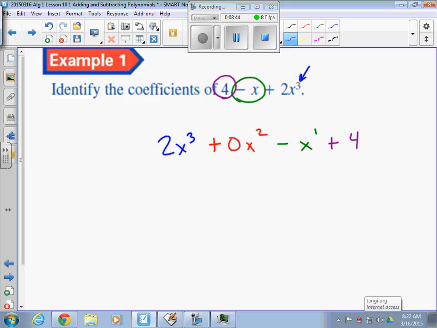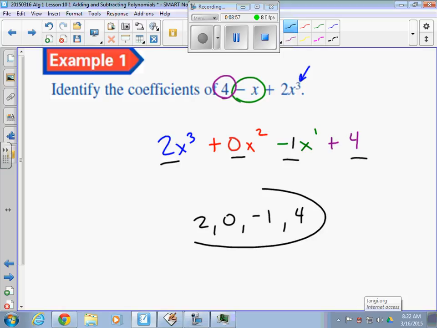That's standard form. Now when we identify the coefficients, they are 2, 0, negative 1, and 4. Those are your coefficients, 2, 0, negative 1, and 4.